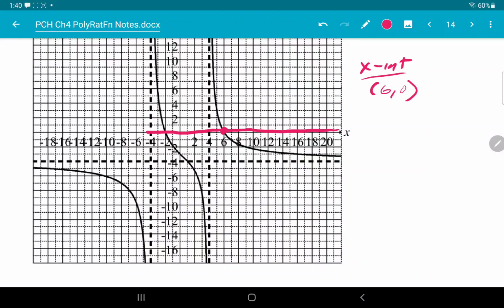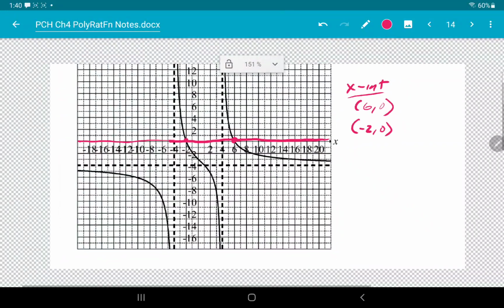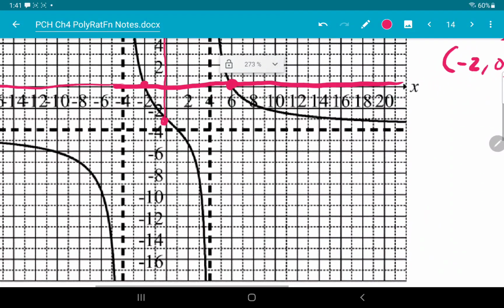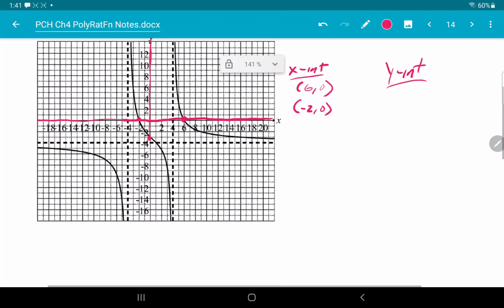As we go through the x-axis, we have another x-intercept here. Does that say (-2, 0)? Negative 2, 0. Where's the y-axis? Right here. The y-axis, we have a y-intercept at (0, -3).